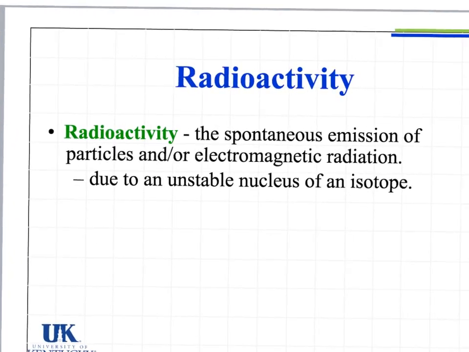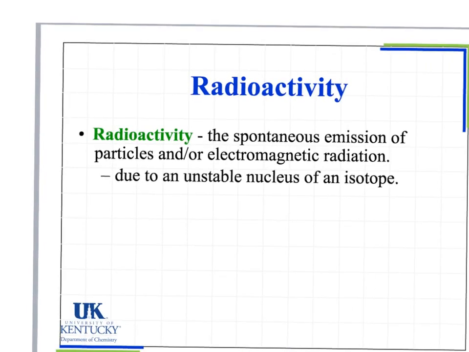Now, before we can fully talk about balancing nuclear reactions, we need to talk about what radioactivity is. Radioactivity is one type of nuclear reaction. There are many types, but it's the only one we're interested in right now. It is the spontaneous emission of particles, and or just energy, which is what we call electromagnetic radiation, from the nucleus, and it's all due to an unstable nucleus of an isotope.